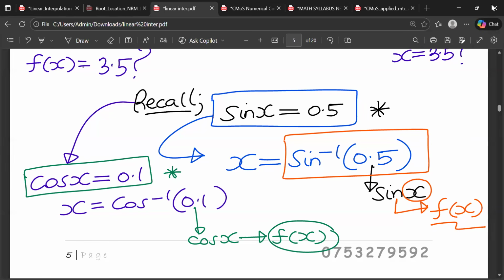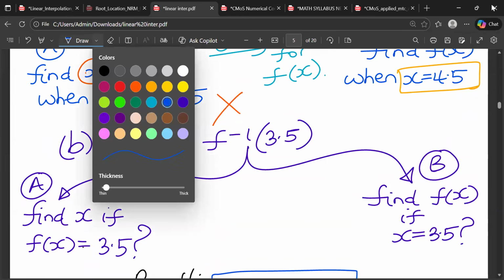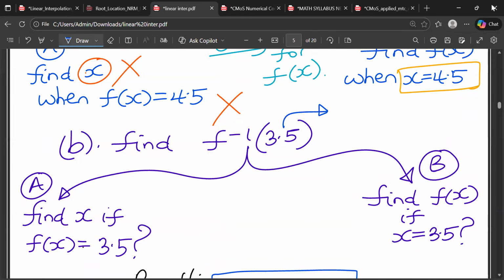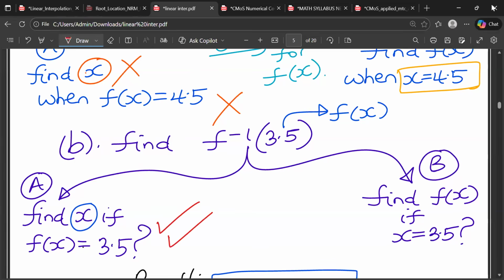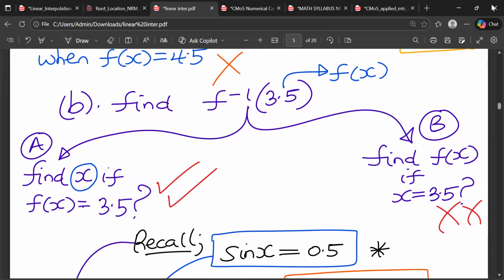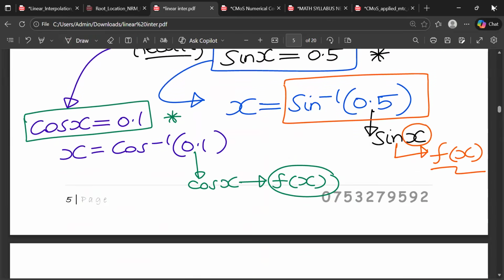So when you see f inverse of 3.5, this 3.5 is the function f of x. What does that mean? That you've been provided with f of x and they now want you to find x. And this is the hardest thing in this topic. Other things are not hard. So this is wrong and this is correct. So the answer is option A. You just need to understand those techniques.